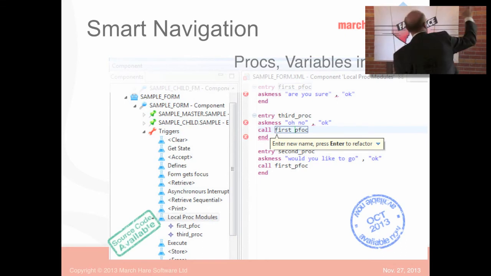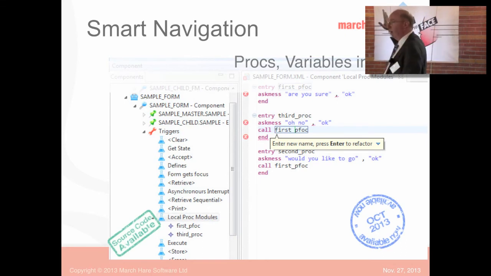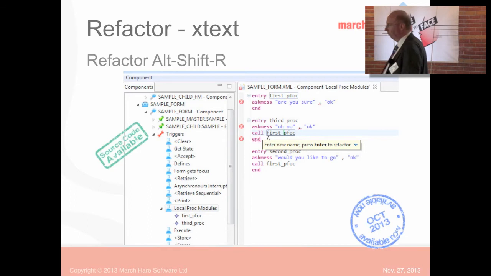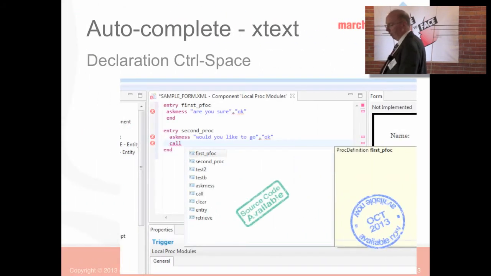Smart navigation. If you've got procs defined in a trigger, you can see them right there in the navigation tree. Refactoring, which I will demonstrate to you. This is a very powerful thing that Java developers take for granted: you change the name of a local proc and it's changed throughout your application. There's no changing the entry and then changing each call, or changing the variable name and then changing each place that variable's used. Just very quickly change it everywhere.